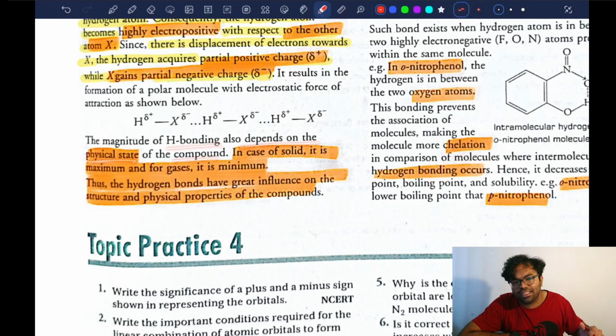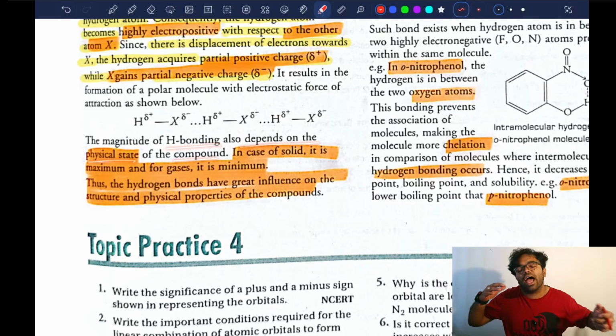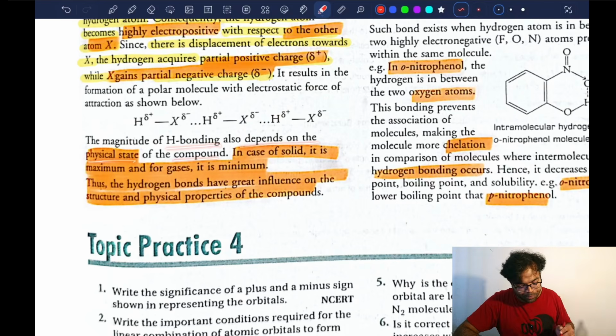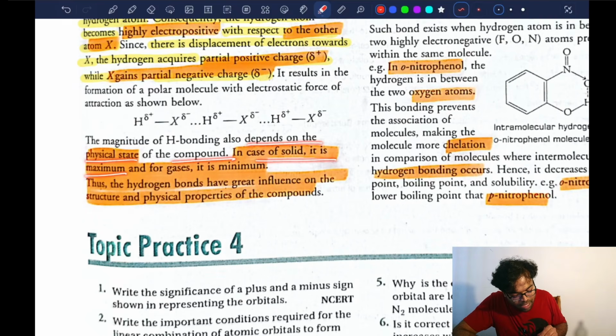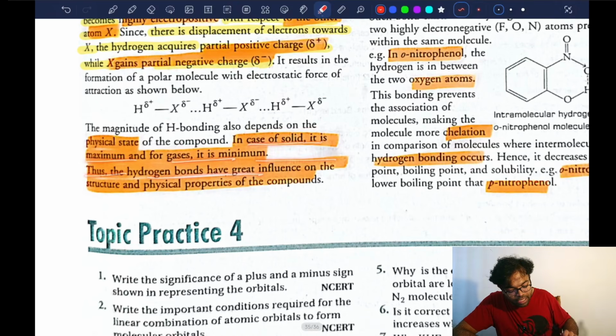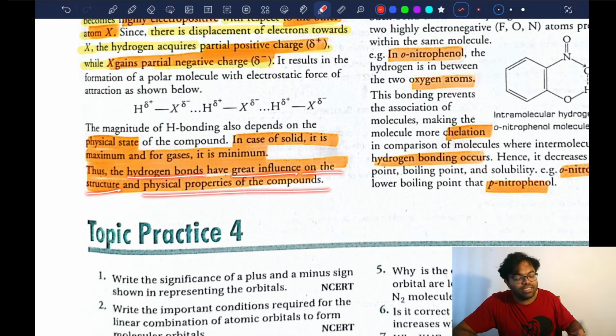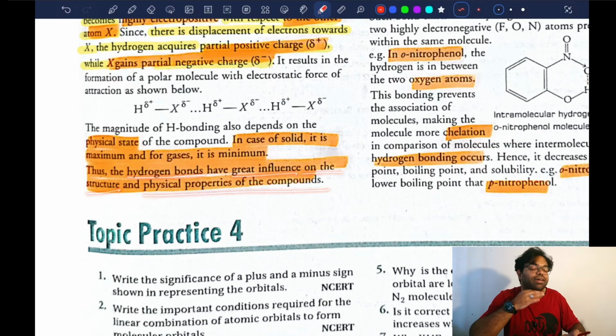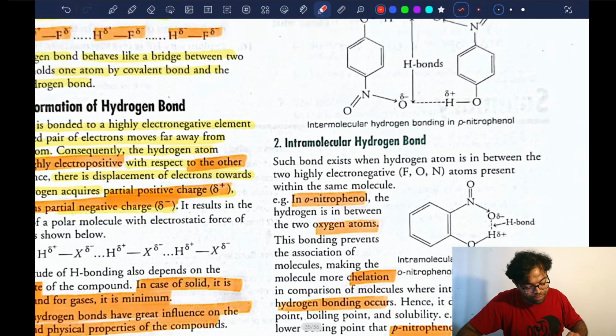Liquid water exists in such a state because of the tremendous amount of hydrogen bonds that are formed between the hydrogen and the electronegative oxygen. The magnitude of hydrogen bonding also depends on the physical state of the compound. In the case of solids, it is maximum, and for gases, it is minimum. Thus, the hydrogen bonds have great influence on the structure and physical properties of the compounds. They have a huge influence on such compounds.